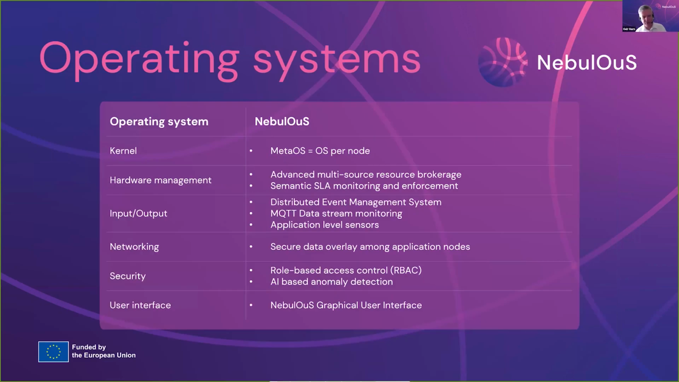So if you look at a normal operating system, then you have certain salient aspects of that, like the kernel, you have the hardware management, you have input, output, networking, security, and of course you have some kind of user interface. And for Nebulous, we are, as the name indicates, a MetaOS, which means that we are not interfering with the kernel of the nodes that we are managing. That is being done by a normal operating system. So the only thing that Nebulous does is interacting with that kernel. And as we said, we have Kubernetes as a middle layer here.